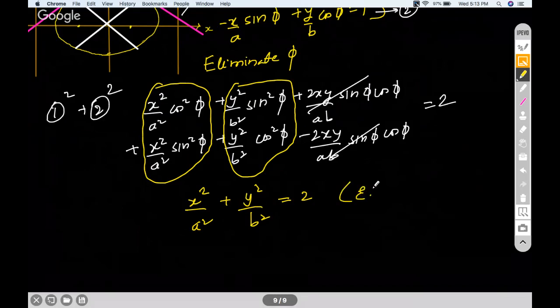So this is another ellipse. So the locus of the point of intersection of tangents drawn at the extremities of, or at two ends of a pair of conjugate diameters is going to be an ellipse.